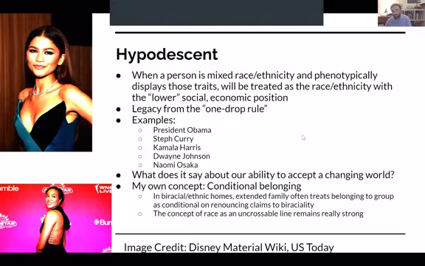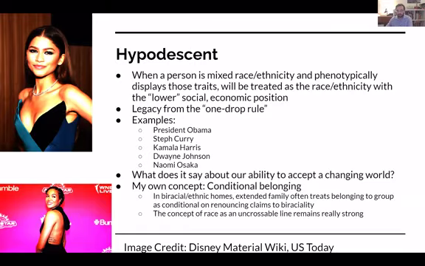To that end, we will talk about the concept of hypodescent, which is one of the articles that you'll read for this week, and is near and dear to my heart as someone who is a biracial and multi-ethnic person. The idea of hypodescent is that when a person is mixed race or ethnic and they phenotypically display traits that show that they aren't just one thing, in other words, they don't pass super well, they will be treated as the race or ethnicity with the quote unquote lower social and economic position.